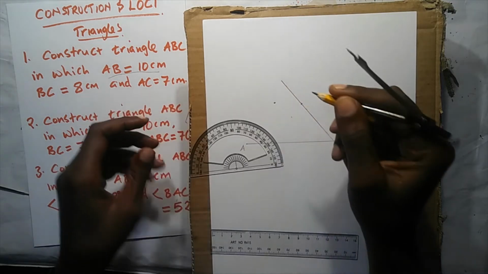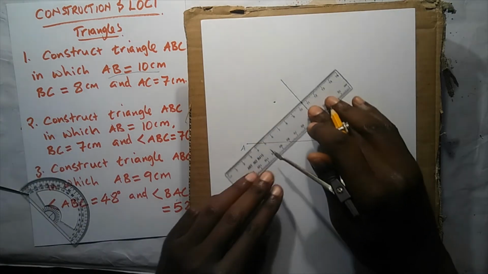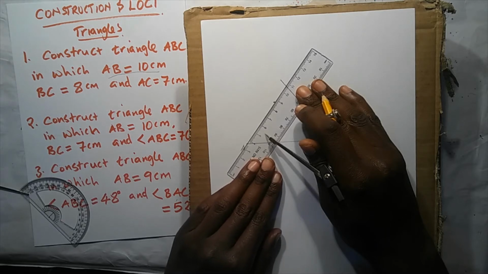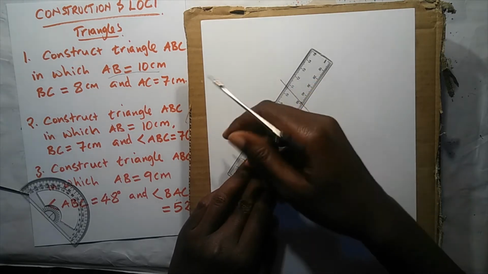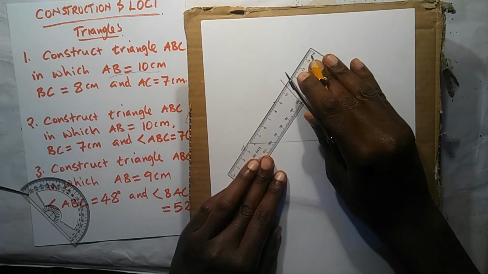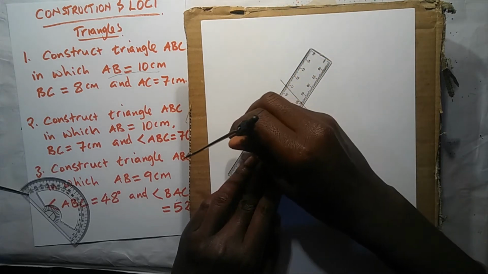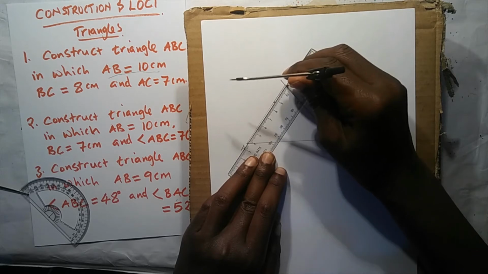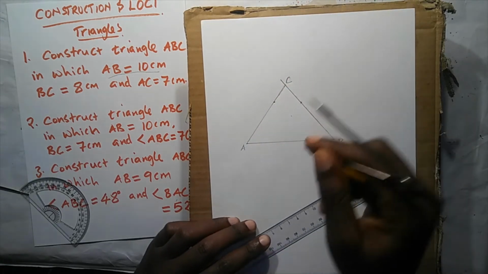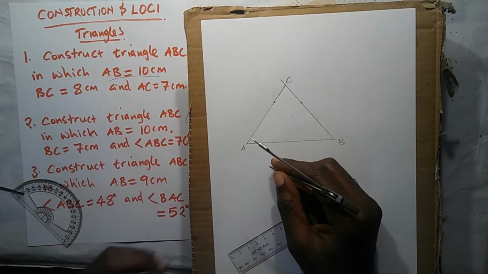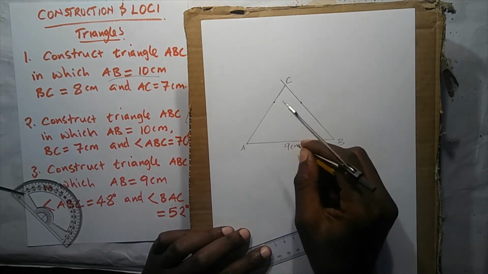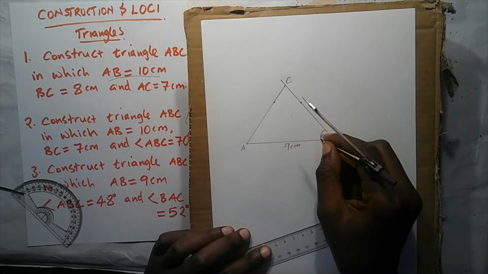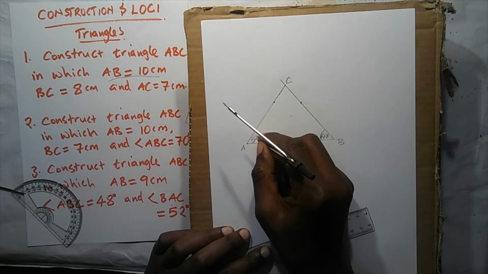So you mark it there, and then you draw a straight line that comes from A and passes through the point. So we are going to draw our straight line there, like that. Let me just put the ruler properly. Make sure you don't miss the mark. Okay, so there is our C. And then we can label the diagram now. Our AB is 9 centimeters. Our ABC is 48 degrees. And then we have 52 here.